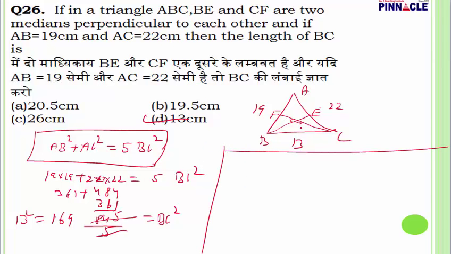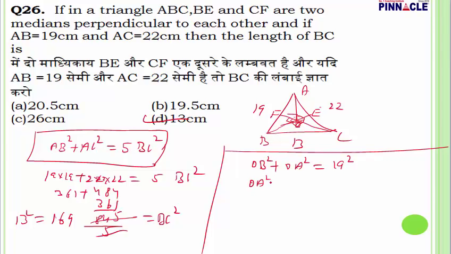If you don't know, then you have to derive how 5 BC square is equal to AB square plus AC square. Now see, let's say this is O. Here you will find OB square, because these are perpendicular to each other, so this is 90 degrees, and this is also 90. So OB square plus OA square is equal to 19 square, or you can say AB square.